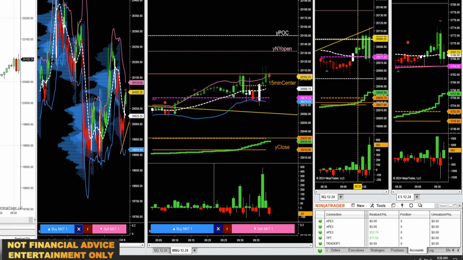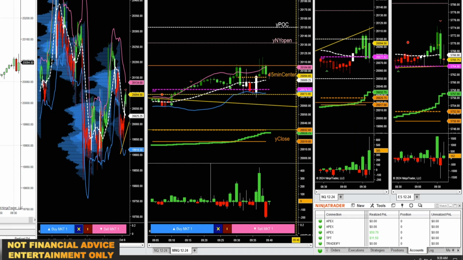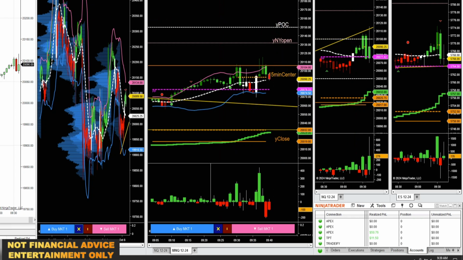Just got a little short off of this trend line here. I've got the built-in NinjaTrader trend lines. I was using these a couple weeks ago and I really liked them, and bringing them back, I got them on all the charts. It's just the built-in NinjaTrader trend line indicator with default settings. I just changed the color.